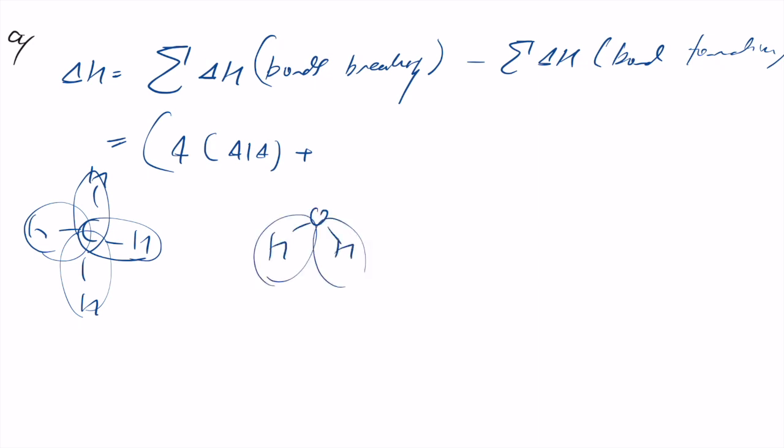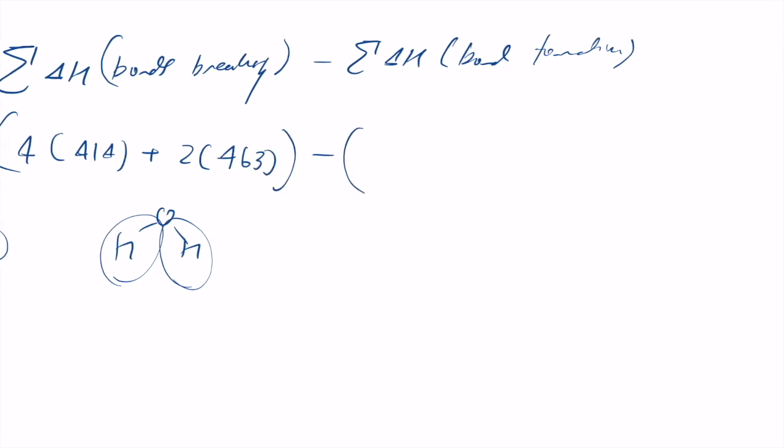There are 2 O-H bonds, so we have 2 times the bond enthalpy for O-H, which is 463, plus H2. We have 3 H2s, so we effectively have 3 H-H bonds to break, and the H-H bond enthalpy is 436. Or sorry, 436, not 463, 2 different things.